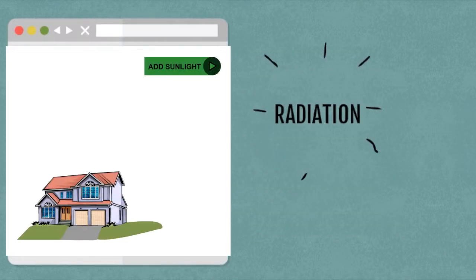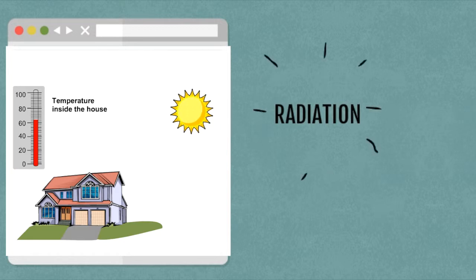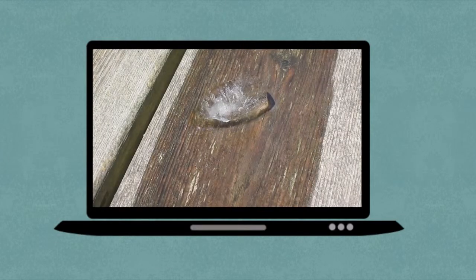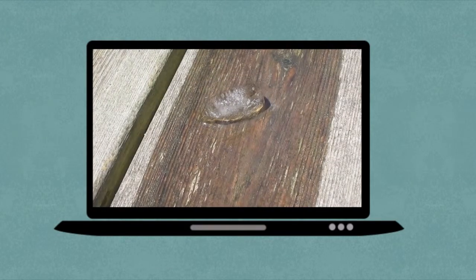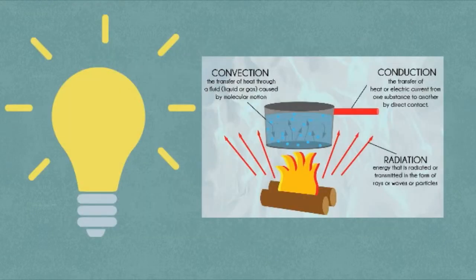In radiation, it's all about the rays that carry the heat. So let's say I add sunlight. The temperature inside of the house will rise simply because the solar rays carry the heat with them. In this video, we have the warm rays of the sun melting the cold ice cube away. Hopefully you understand what convection, conduction, and radiation actually are.